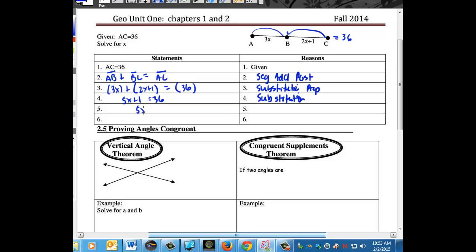Minus 1 on each side, 5x equals 35. That's going to be the subtraction property. And then divide by 5 on each side, x equals 7. That's known as the division property.